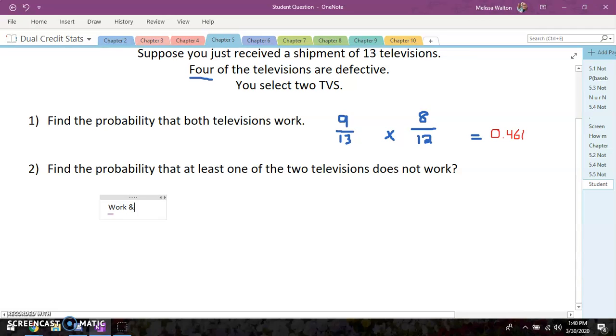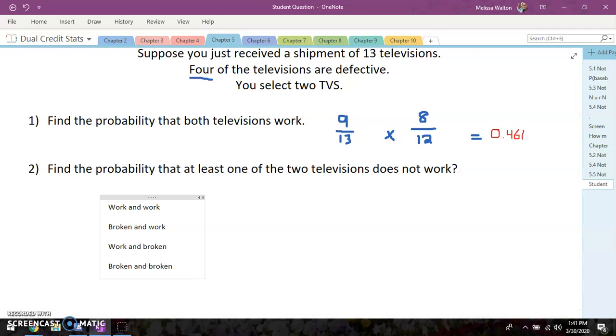First off, we could have a working one and another one that works. We could have a broken one first and then one that works. We could have one that works and then a broken one, or we could have a broken one and another broken one. Those are all of our 4 possibilities. So either first one works, second one works, first one's broken, second one works, first one works, second one's broken, or they're both broken. Now, it is asking find the probability that at least one of them doesn't work.